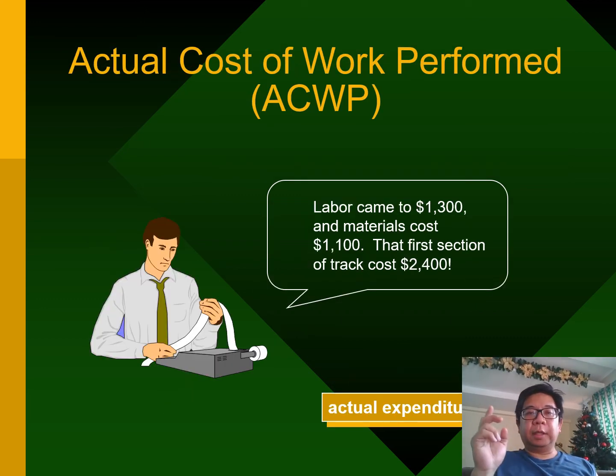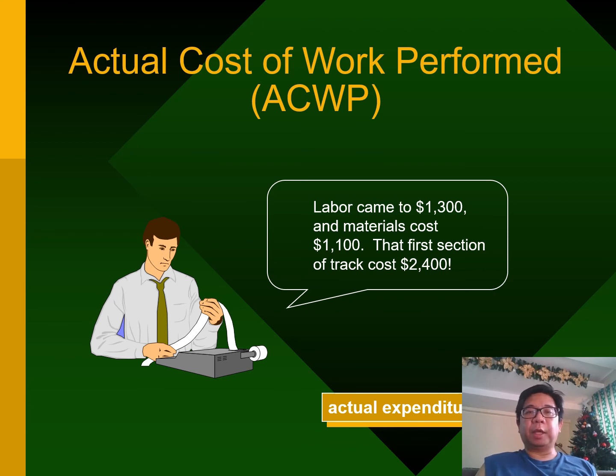Okay, so the last one is the actual cost of work performed. Again, actual cost, work performed. Actual cost is really how much money you spent. How much was the total receipts? Work performed is what you did. So essentially, what you're keeping track of here is how much you actually spent for all the work that you did up until that point. So if labor came to around 1,300 and your materials cost you 1,100, the total first section cost is going to be 2,400.